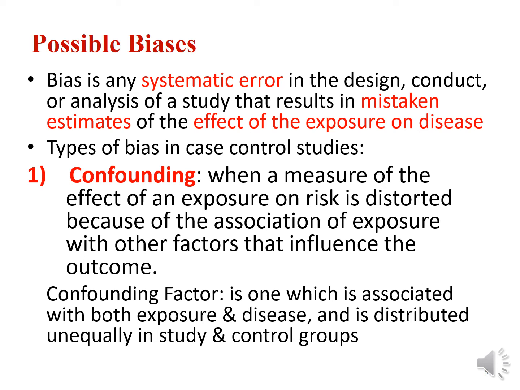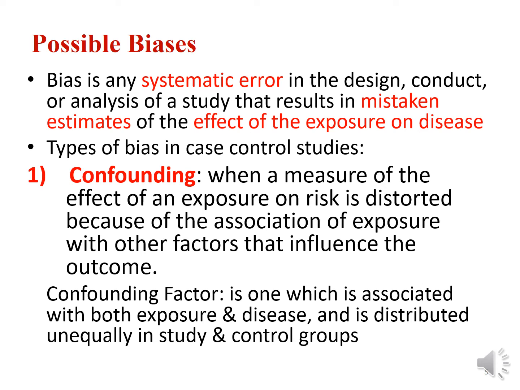What is confounding factor? It is one which is associated with both exposure and disease. Confounding factor is a factor which is associated with risk factor and disease, exposure and outcome, effect and cause, both. So it is linked with risk factor, etiologic factor and disease, and is distributed unequally in study and control groups.